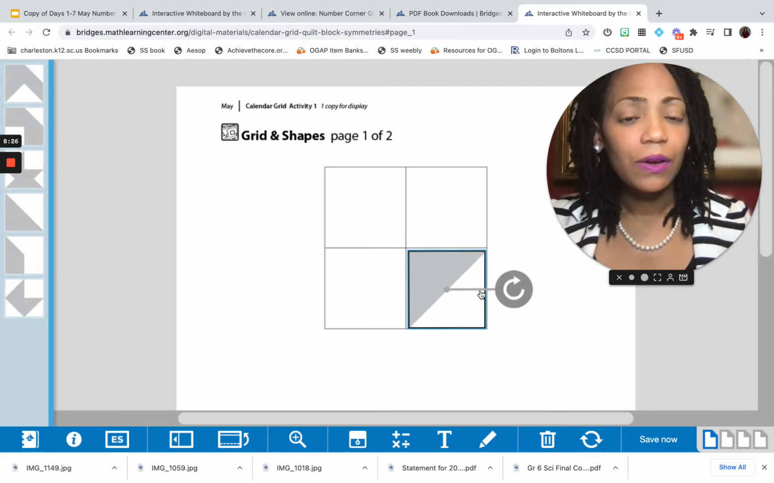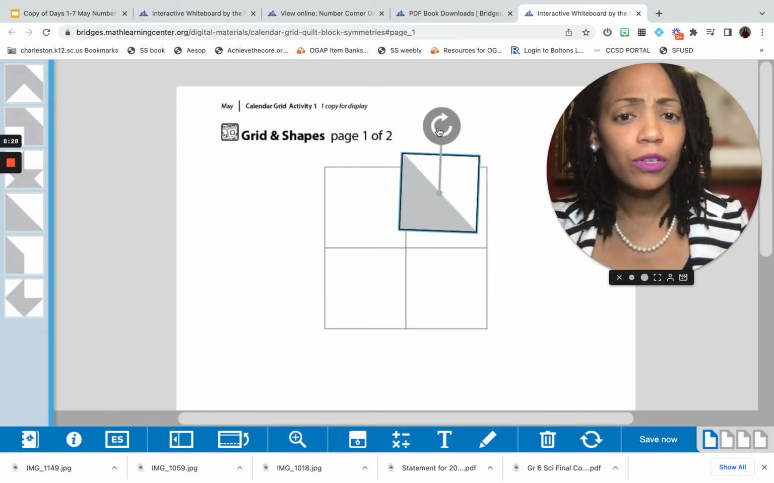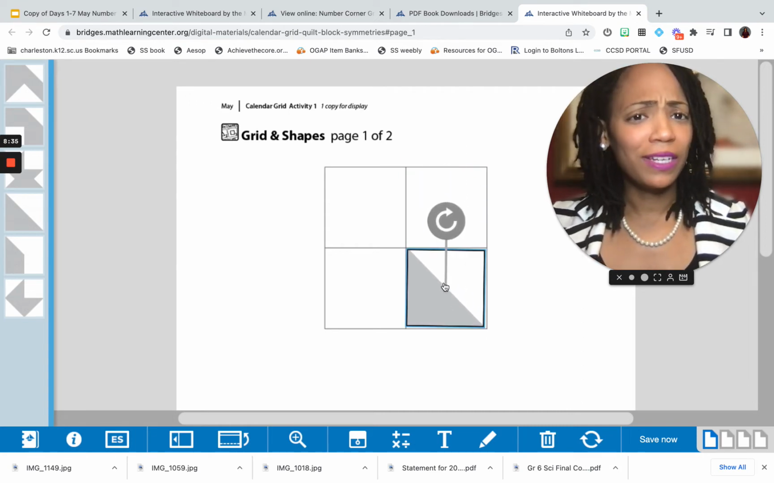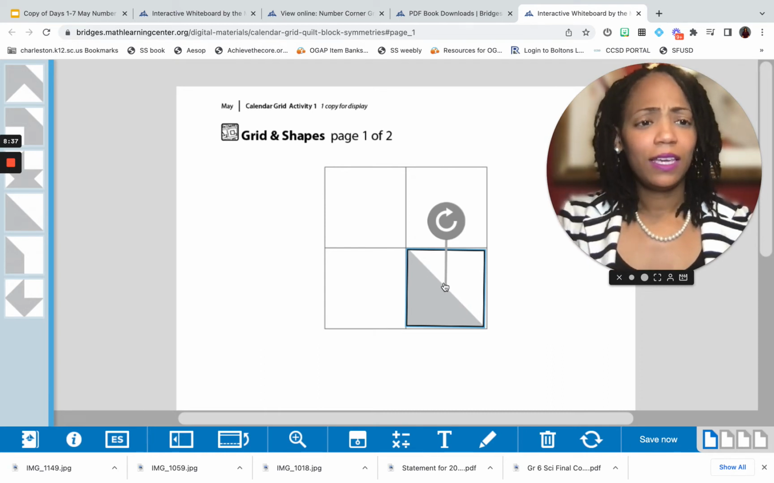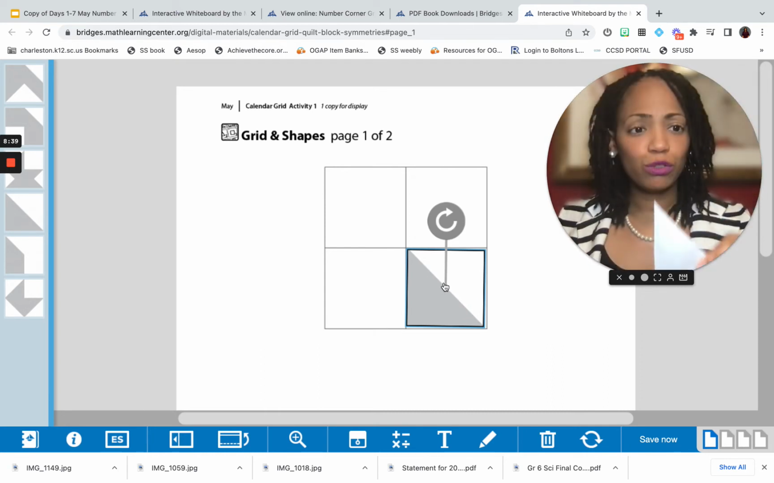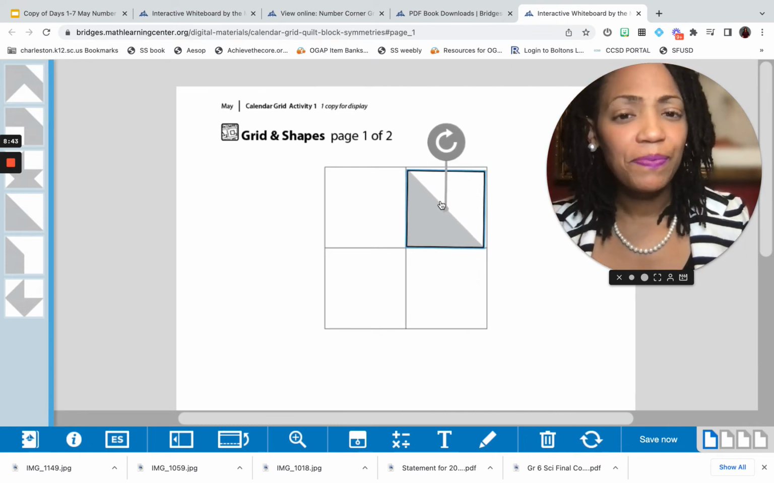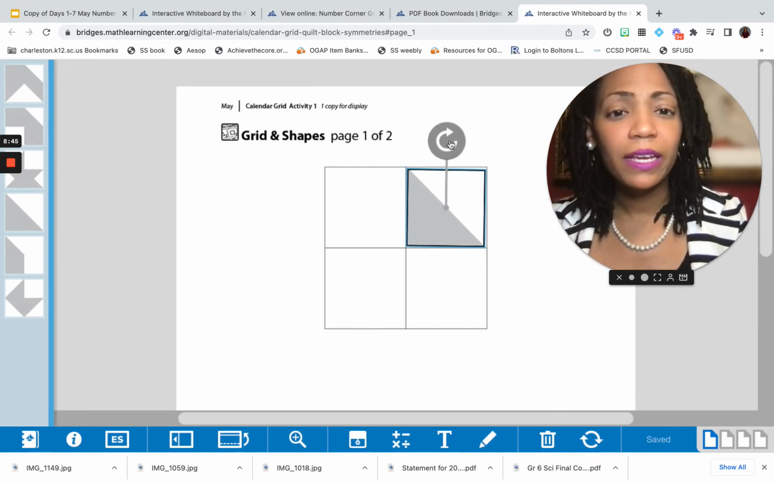Now, let me just show you the first one again. Here's the first one. What would happen? What's this called if I just move it down here? I take it and I say, it's just a slide, right? It's just a slide. But it looks like day 1 we're here.